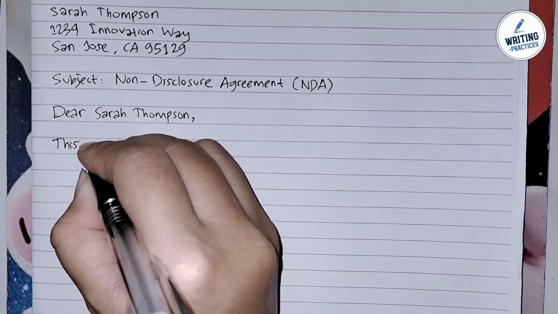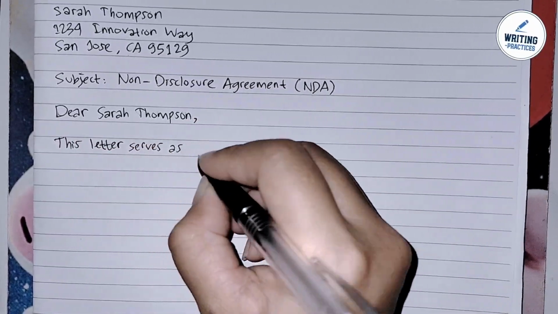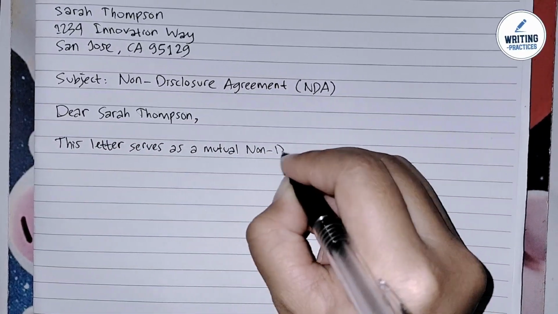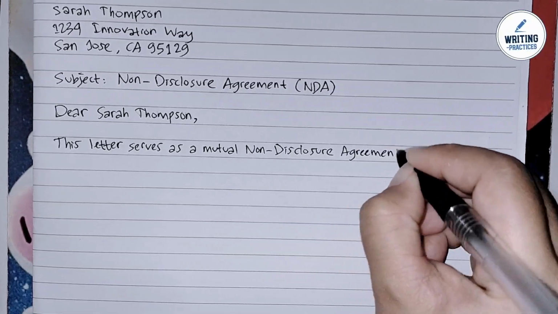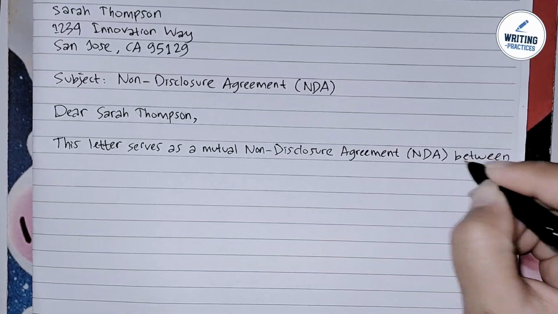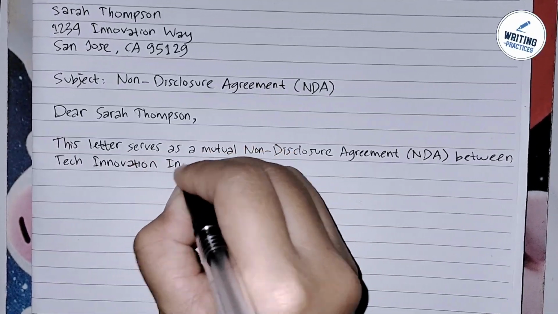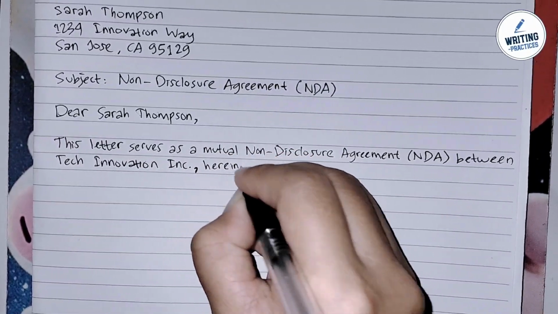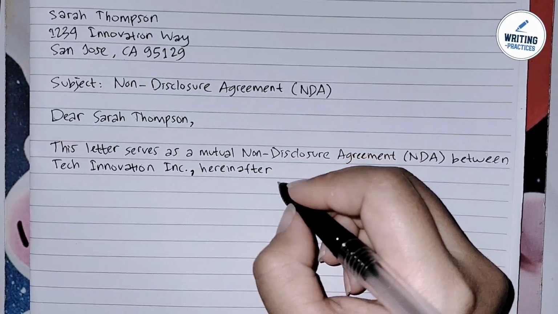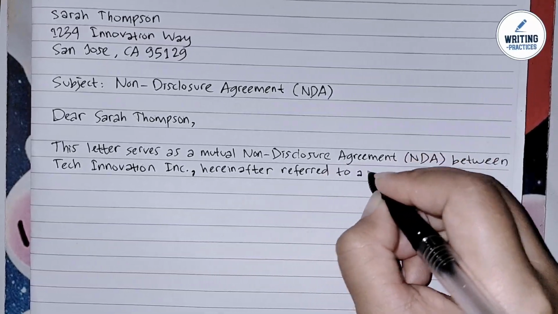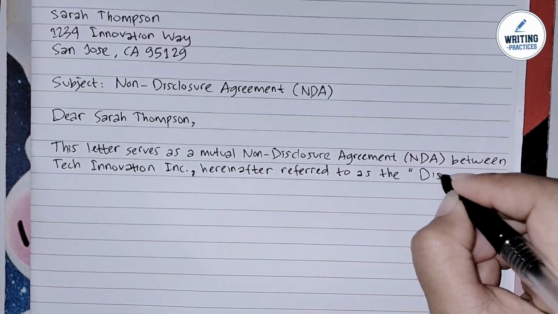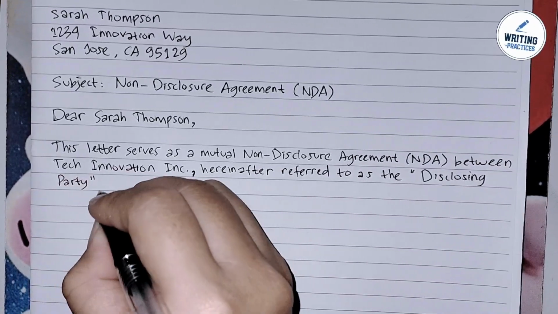In the first paragraph, which is an introduction or opening paragraph, you need to introduce the purpose of the letter. Yes, the goal of this letter is to serve as a mutual NDA between the parties. Here, it should be identifying the parties involved, which are the disclosing party and the receiving party. When you do so, don't forget to also write the effective date of the agreement.